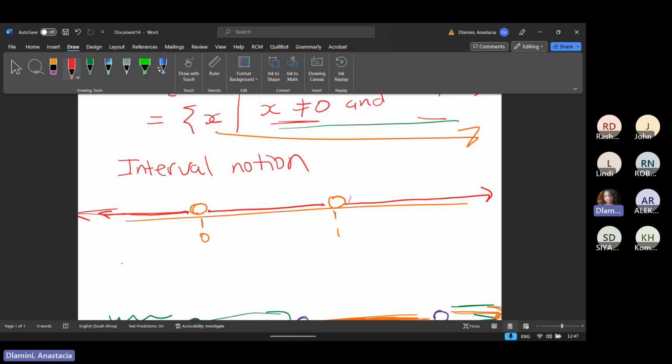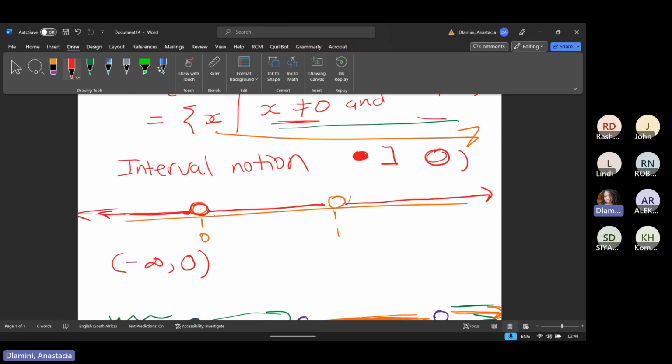And how do you write all the numbers before 0? You say open bracket, negative infinity, and then it comes and stops at 0, because it's not a solid bracket. If it was solid, then it would be a square bracket. But because it's like this, it's an open bracket. It means we are not including 0.